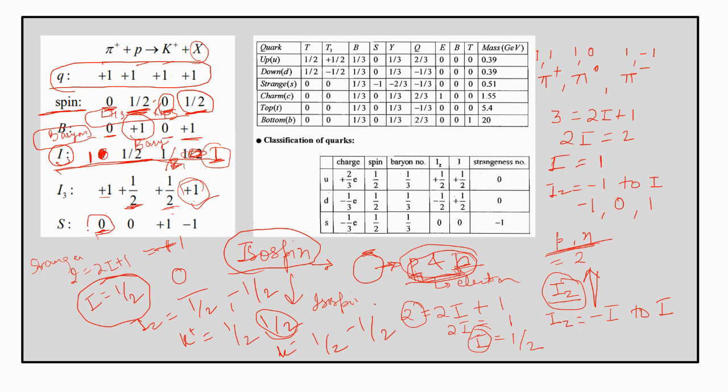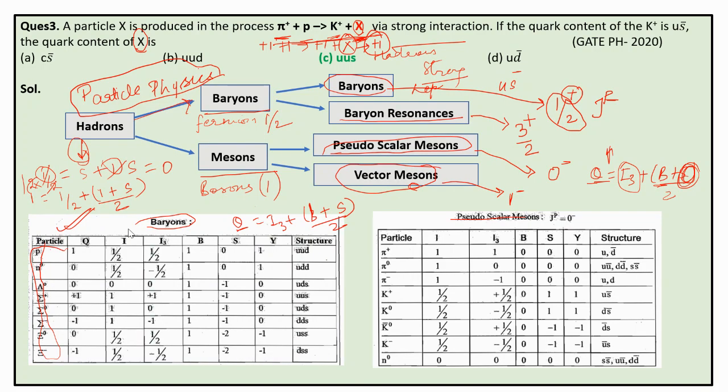Here you can see strangeness is 0 for pions and it is 0 for proton also. But it is plus 1 for kaons positive. So the unknown particle should have strangeness minus 1, so that plus 1 and minus 1 will give 0, because on the left hand side the strangeness is 0. Now we can identify which particle this is from this list.